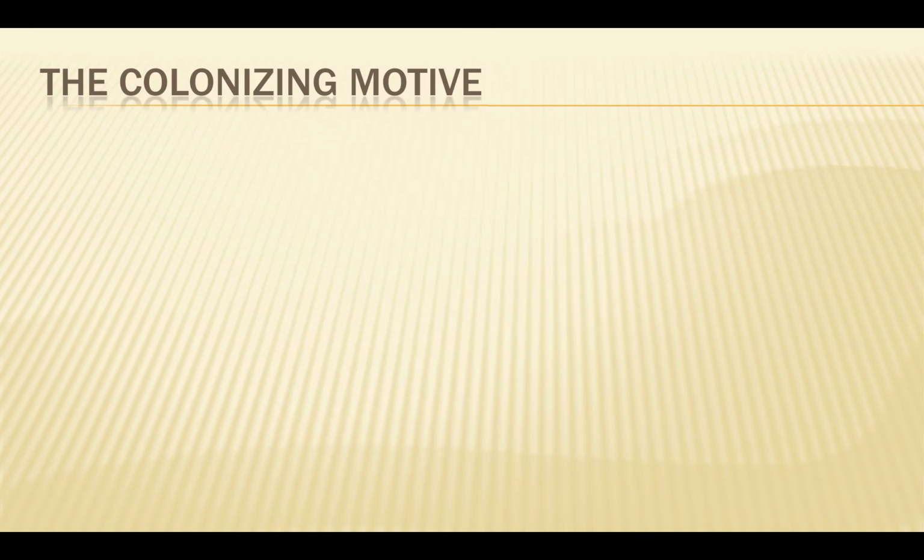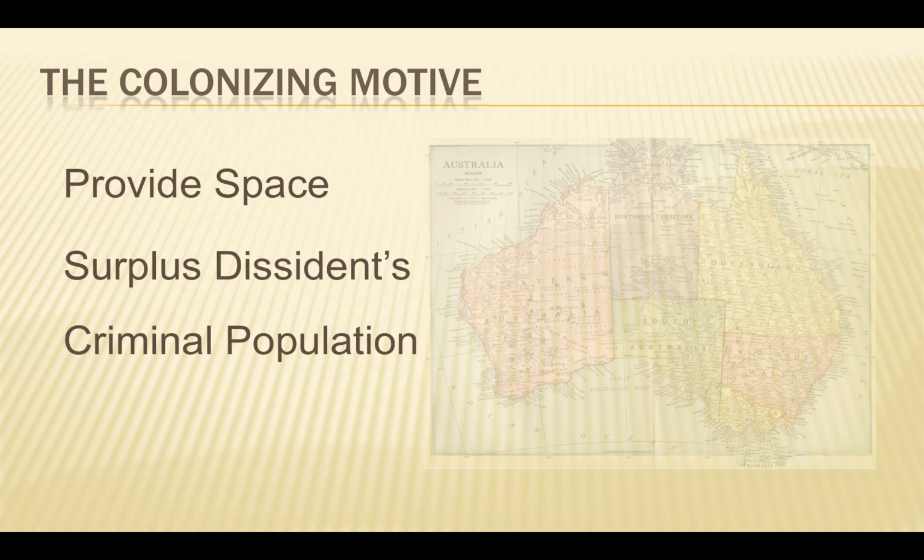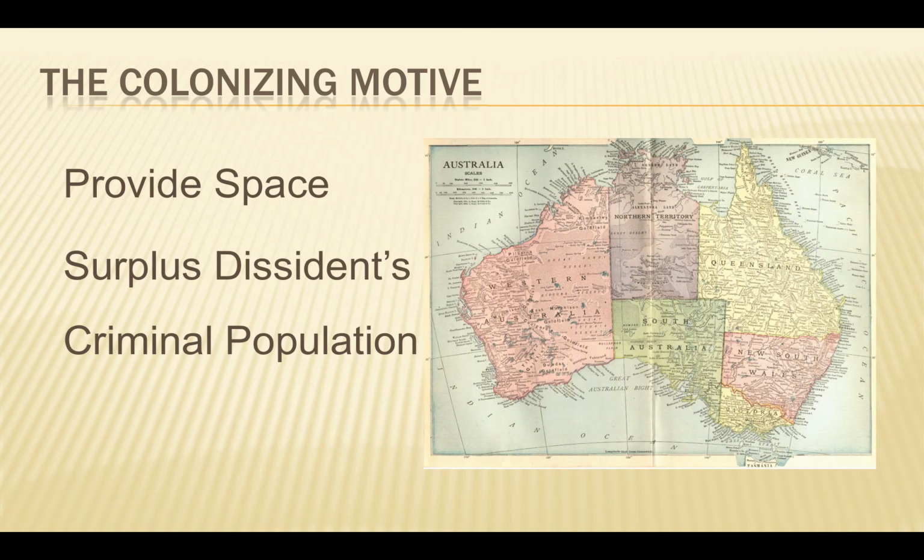The last main motive for imperialism is the colonizing motive. Imperialistic countries needed space for its surplus population, its dissidents, or its criminal population. Australia was first colonized as a prison for Great Britain.